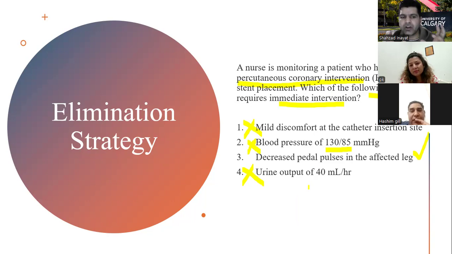So this is how the elimination technique helps you. And remember, in a question there will be at least two options that you can easily eliminate. So even if you don't know the answer, try to apply an informed guess to eliminate the incorrect options or responses in the question, so that you can find the right answer. All right.